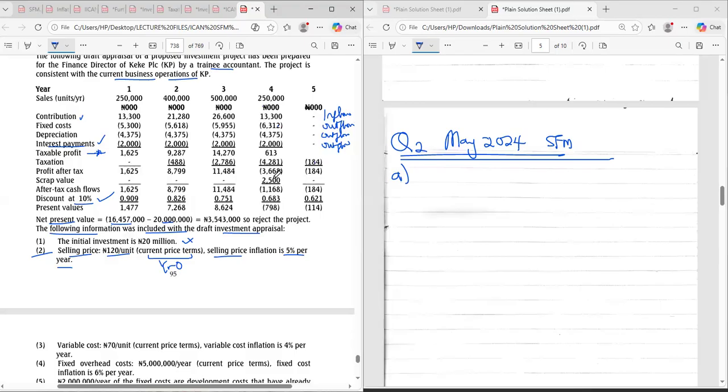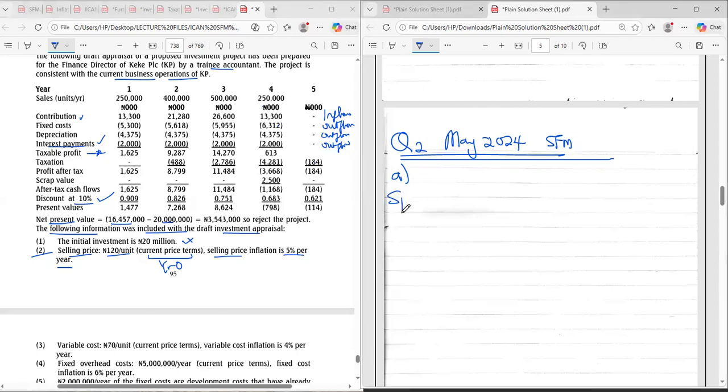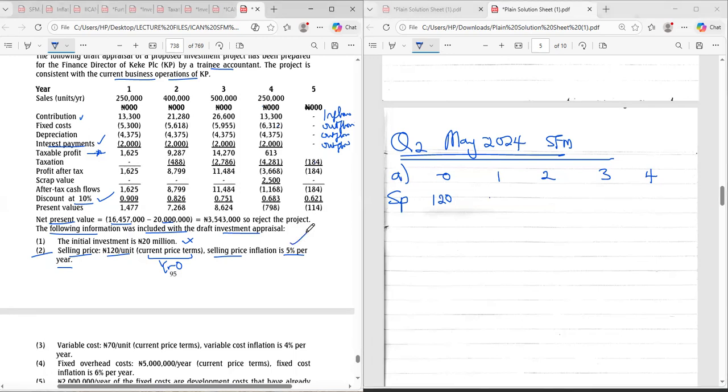I'm going to do it. Okay? So let's run it first. Selling price for year 0, year 1, year 2, year 3, and year 4. Year 5 is just for tax purposes. Now, in year 0, what is our selling price? 120. That's why they said the selling price is 120 per unit, current price, which is year 0. As a skilled student, what will your selling price be in year 1, knowing that there's an inflation of 5%?